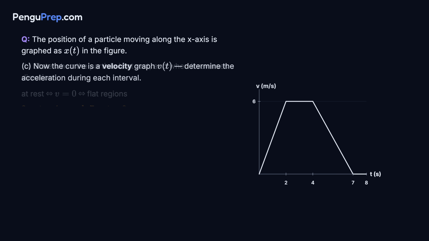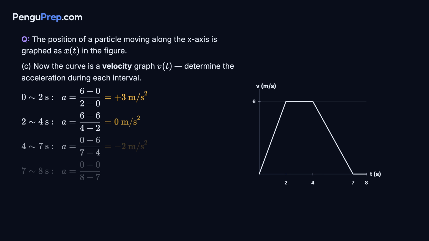If this is the velocity time graph, then the acceleration is going to be the slope of this graph. Since the slope from 0 to 2 seconds is 3, the acceleration of the particle is 3 meters per second squared here. And you apply the same idea to every other interval.